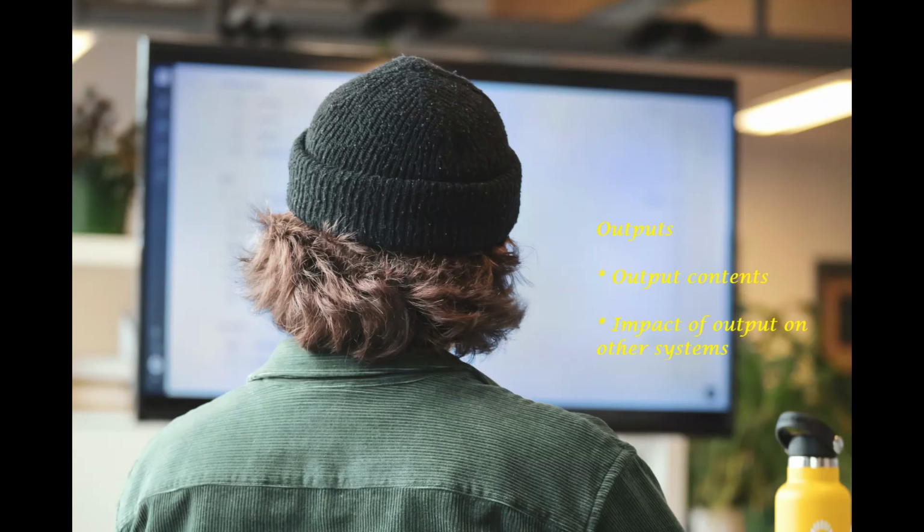Similarly, the outputs generated by the system could be misused or misinterpreted, causing issues to the target audience. For example, a password or a key could be part of a URL generated by the system inadvertently in plain text, which will lead to hacking of the target user account. Impact of the output on other systems integrating to the product should also be thoroughly analyzed.